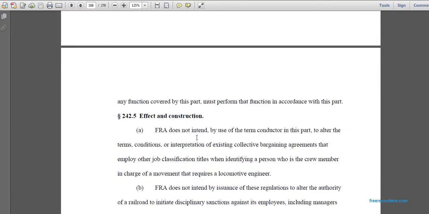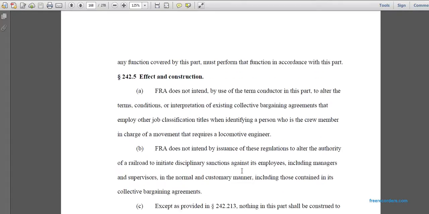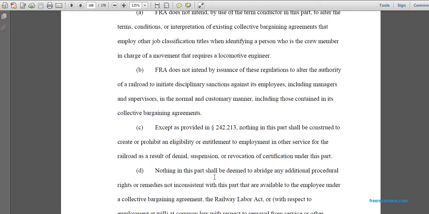242.5 Effect and construction. The FRA does not intend, by the use of the term conductor in this part, to alter the terms and conditions or interpretation of existing collective bargaining agreements or employee job classifications identifying the person who is the crew member in charge of the movement, as required of a locomotive engineer. The FRA does not intend the issuance of this regulation to alter the authority of a railroad to initiate disciplinary sanctions against its employees, including managers and supervisors, in the normal, customary manner, including those contained in collective bargaining agreements, except as otherwise provided in 242.213. Nothing in this part shall be construed to create a private right or entitlement to employment or other service of the railroad as a result of denial, suspension, or revocation of certification under this part.